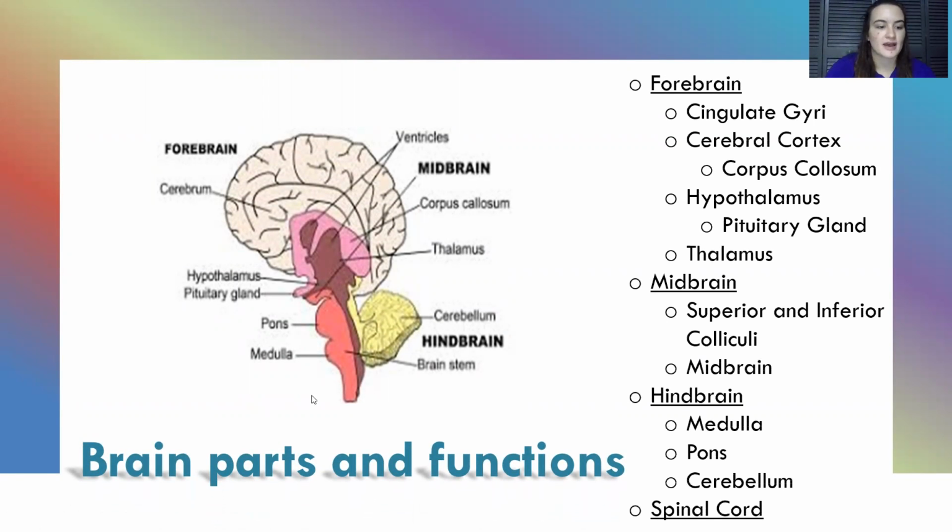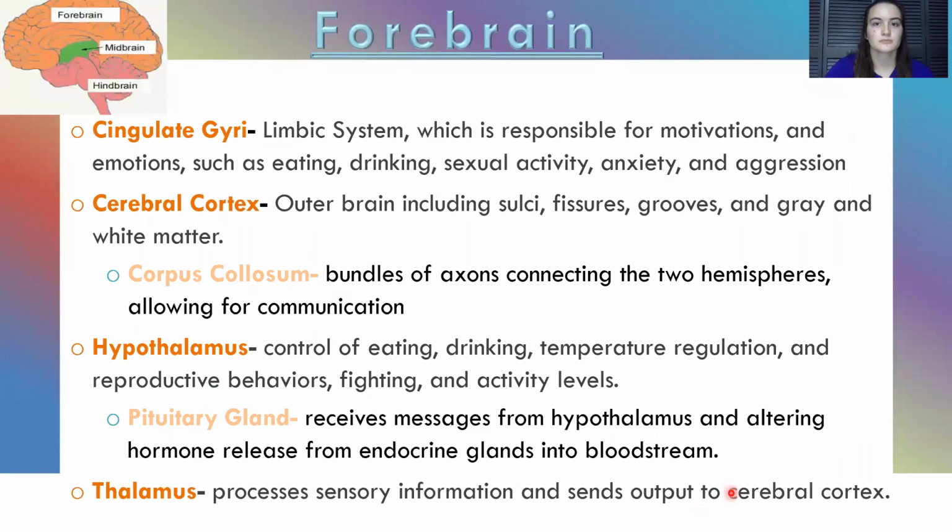So here I have an outline of the parts and structures that we're going to cover of the forebrain, the midbrain, and the hindbrain. And I'll also briefly mention the spinal cord. So first we'll cover the forebrain, and then the midbrain, and then the hindbrain. And the forebrain, we'll find our structures in orange. And then the midbrain, we'll find our structures in the green. And then if it's in the hindbrain, we'll find our structures here in the peachy pink color.